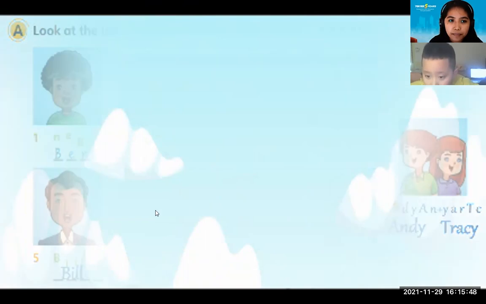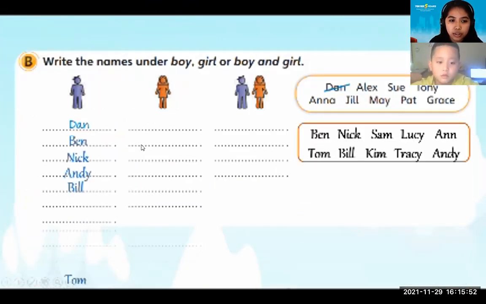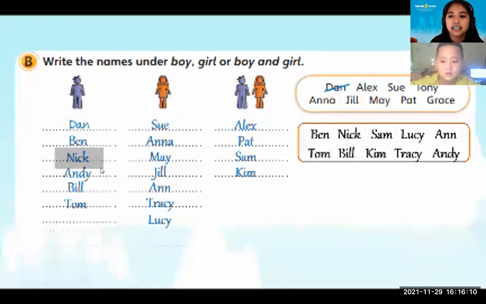And here, we also discuss the names for girls and boys. Is that right, Haimin? Okay, so you repeat after teacher, you say Dan. Dan. Ben. Nick.